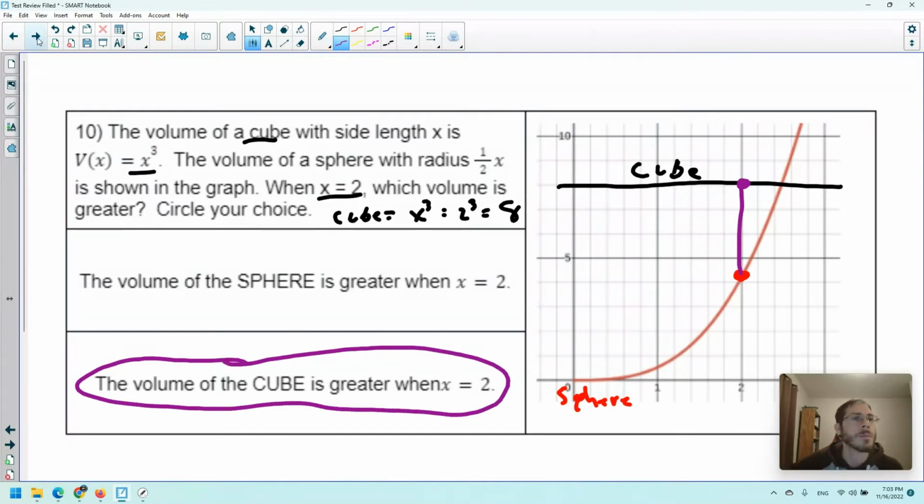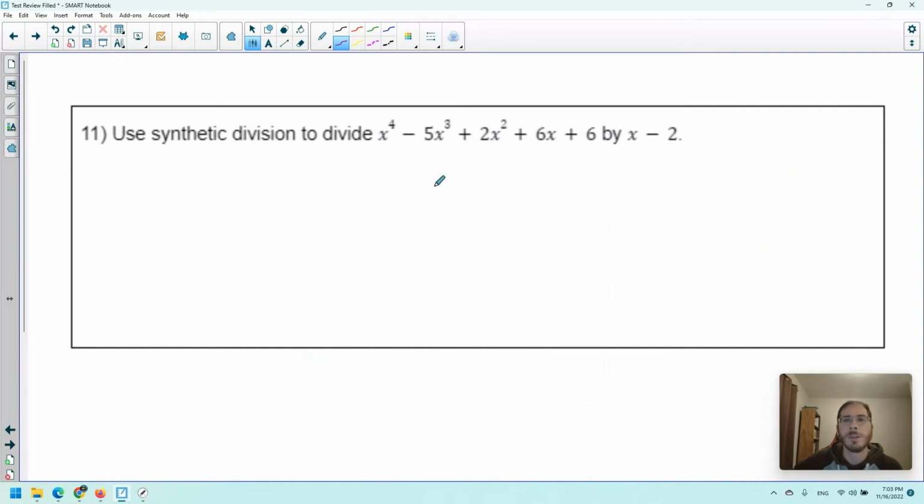Nice. All right. Next up, we got number 11, use synthetic division. So here I'm telling you, you got to use synthetic division. That means you're going to score it if you actually use the synthetic division. Divide x to the fourth minus 5x cubed plus 2x squared plus 6x plus 6 by x minus 2. So here again, we got the x minus 2, so we want to make x minus 2 equals 0. Add 2 to both sides to get x equals 2.